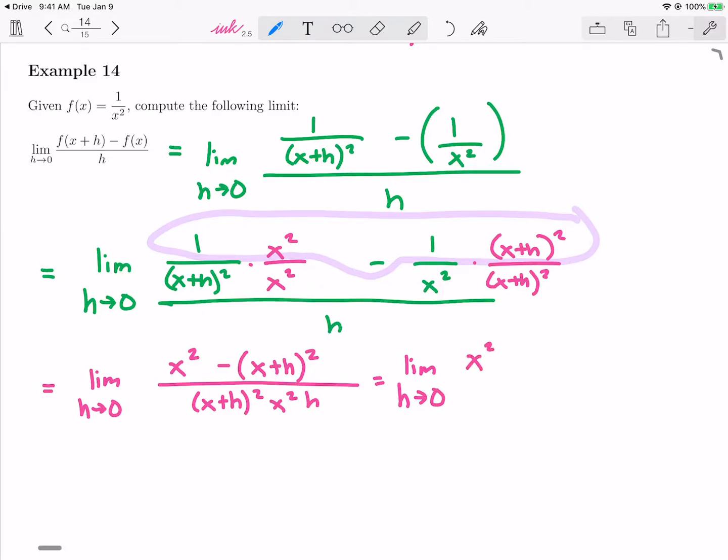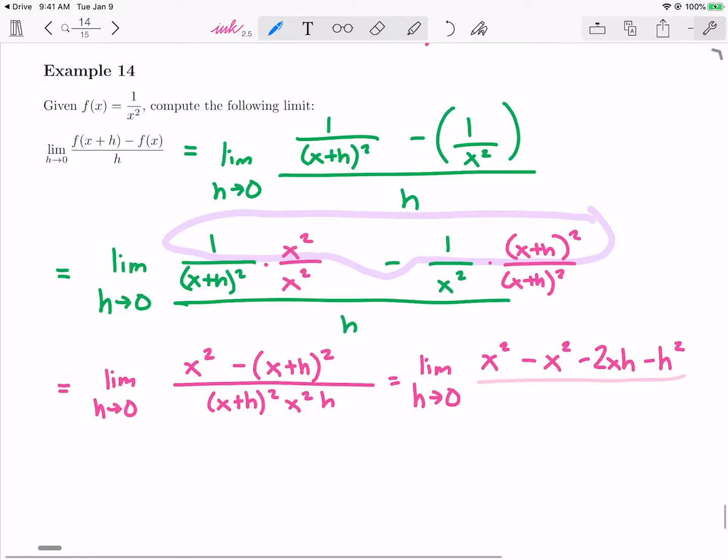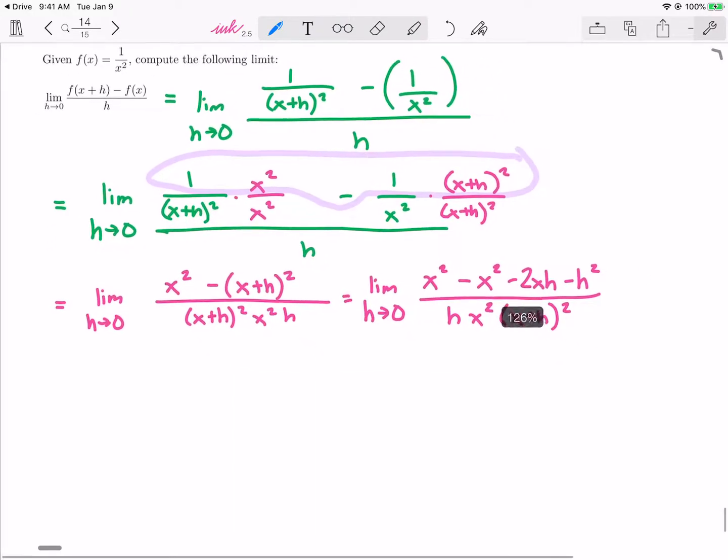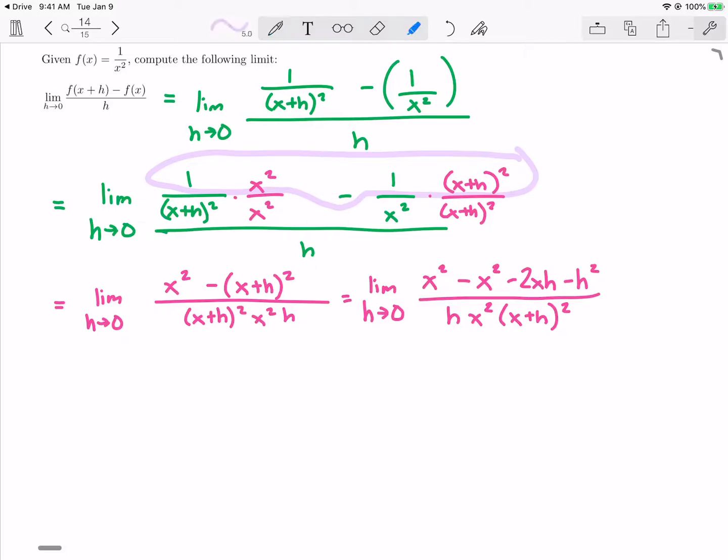So I've got x squared minus x squared minus 2xh minus h squared. So I distributed that negative in after squaring the x plus h term. And then in the bottom I've still got, I'm going to write h, x squared, x plus h squared to remind you that multiplication is commutative. I can do it in any order I want. Clean up the top a little bit. My x squared minus x squared is gone.